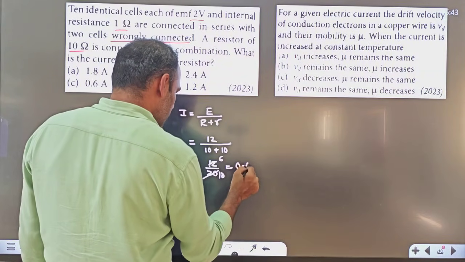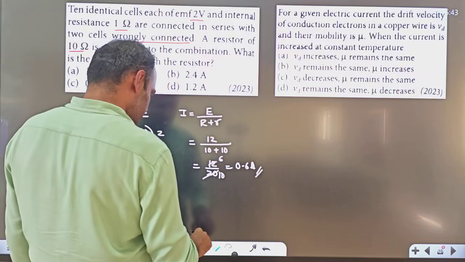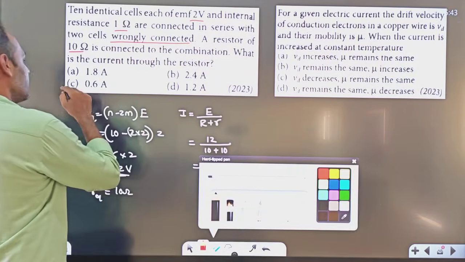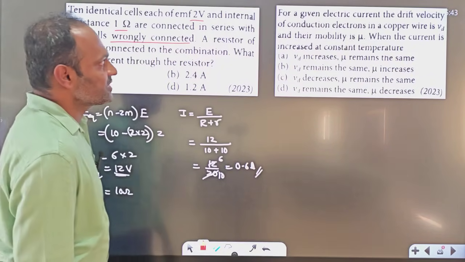So we will get it as 0.6 ampere. So current is 0.6 ampere. Option C. We'll go on to the next question.